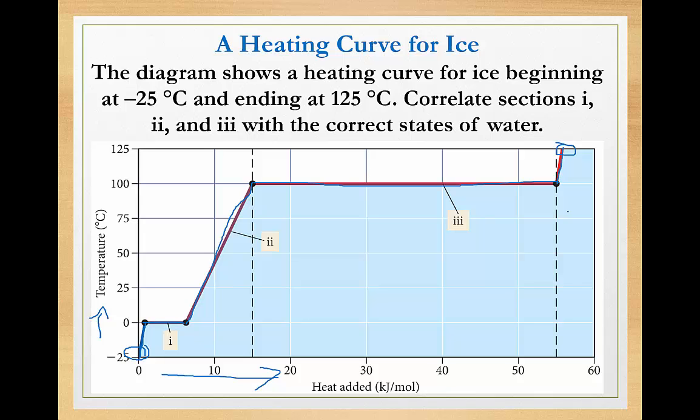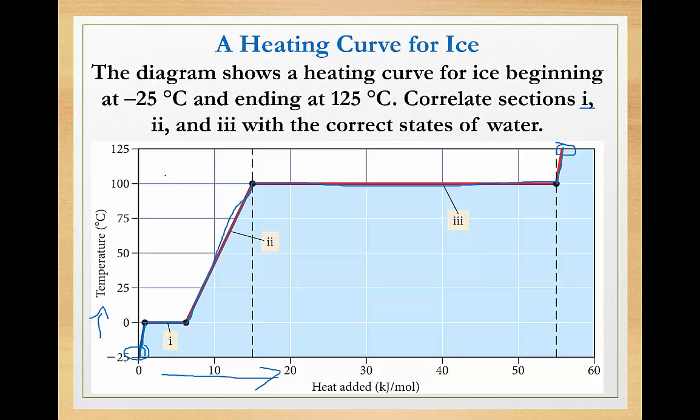So if we look at the sections that are labeled here, sections 1, 2, and 3, we want to correlate those with the correct state of water. So what state would you have at point 1? Well, we're on a flat line, so that's telling us a flat line is a phase change. That means we have two phases present. We have, in this case, both solid and liquid water present at that stage.